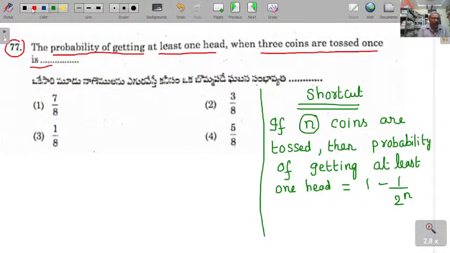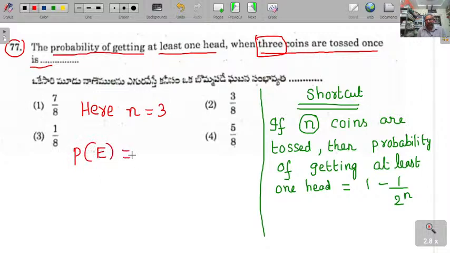So according to this problem, what is n here? N is 3 coins. Here n is equal to 3. So our required probability, let us say P of E, the probability of getting at least one head, is 1 minus 1 by 2 power n. N means 2 cube. So that is 1 minus 1 by 8.